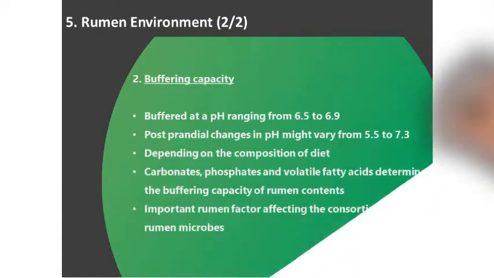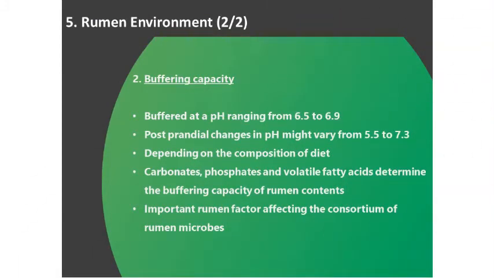The second important characteristic of the rumen environment is buffering capacity. The rumen content is buffered at pH ranging from 6.5 to 6.9, that is almost neutral. Postprandial changes might vary from 5.5 to 7.3 depending upon the diet. If we are feeding a high energy diet, pH might go as low as 5.5, and if the feed contains a high roughage diet, pH might go up to 7.3.